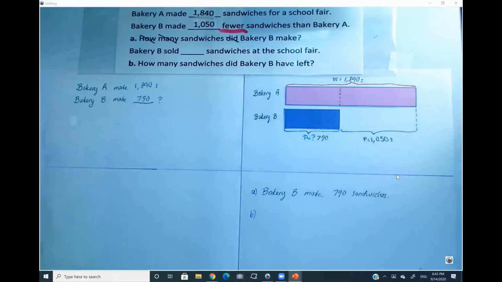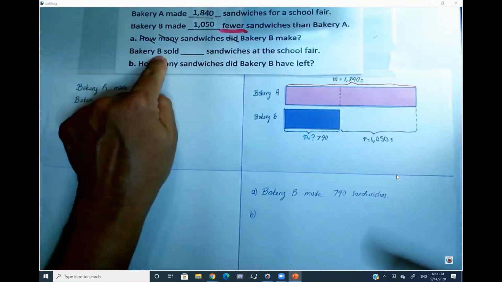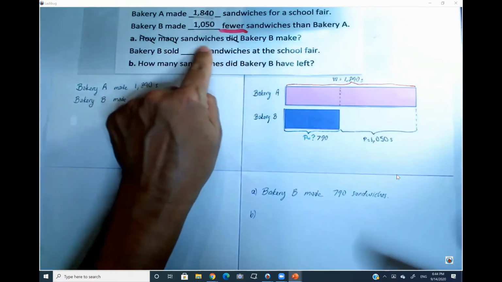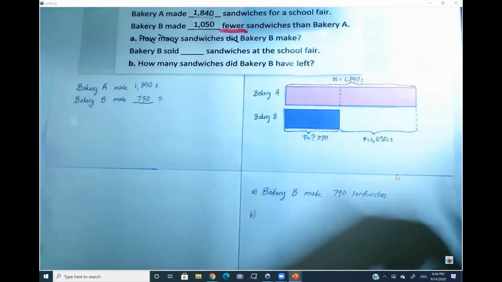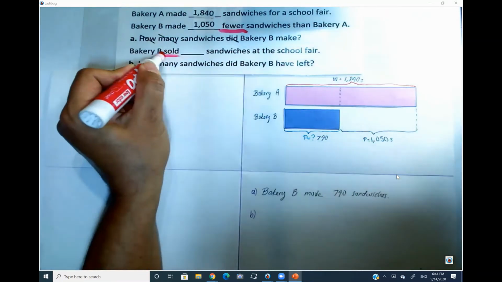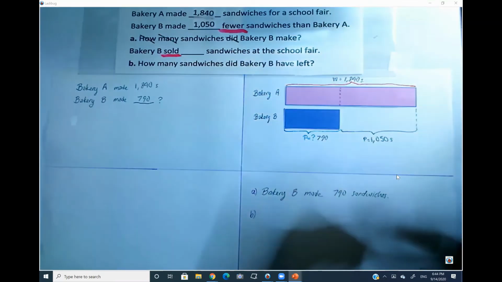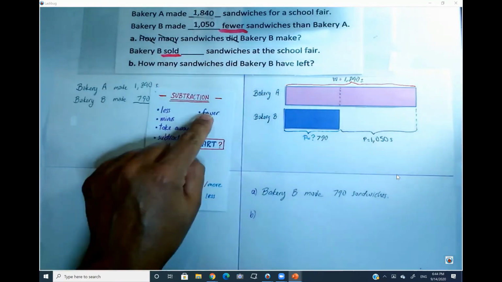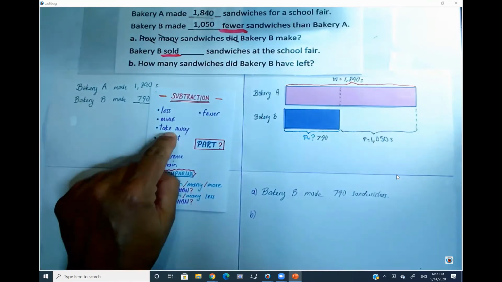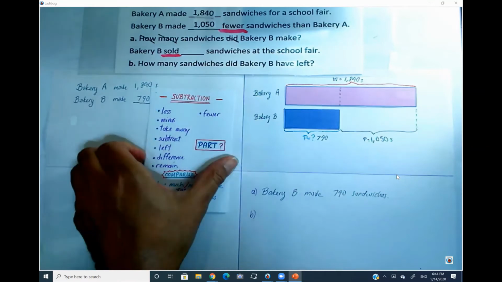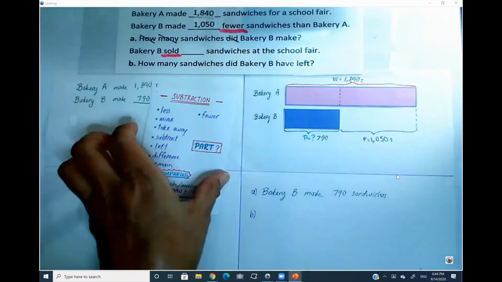Now let's look at the second part of the problem. The second part of the problem says that Bakery B, which is this one, 790, sold some sandwiches at the school fair. Now this word is going to help me because sold means that they are going to be giving away some. So they are going to have less because they are selling them. They are going to have fewer, or they are going to take away some of the sandwiches for the school fair. So that's telling me again that I may need to subtract again.